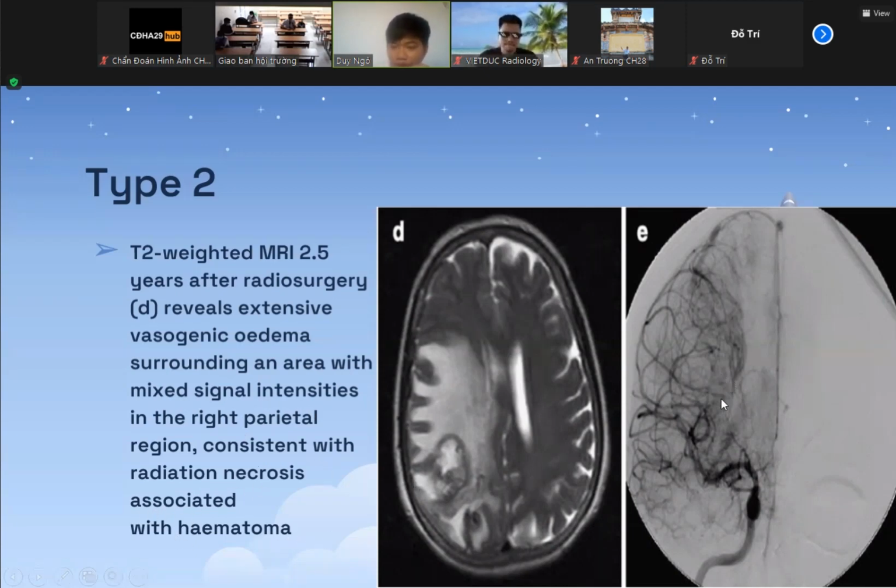You see here on the arterial phase of DSA that the caput medusa appearance has disappeared after the 2.5 years of radial surgery, but the collecting vein is still present. The collecting vein is still present, which explains why the patient still got the hematoma, the hemorrhagic symptom.